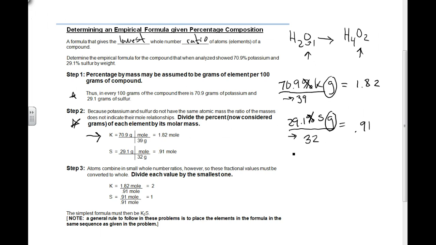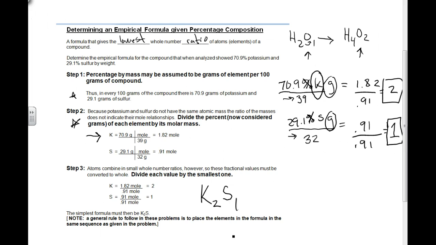Step 3, the answers you just got, you need to divide both of them by the lowest of the 2 answers. So the lowest of the 2 answers is 0.91. So that's easy. 0.91 divided by 0.91 is 1. And then 1.82 divided by 0.91 has to be, but it is 2. Okay, now these numbers are your subscripts that you will put with your element. So this is a K, 70.9 grams, and we found a 2. We have K, and we have 2 of them, and we have S, and we have 1 of them.